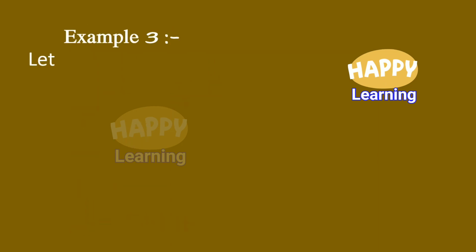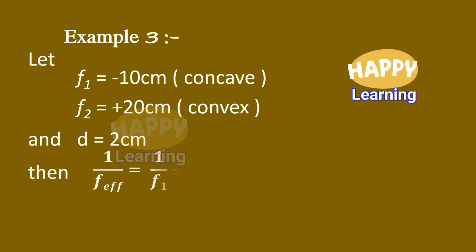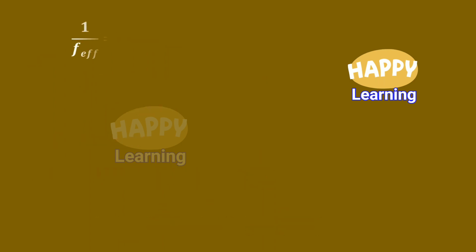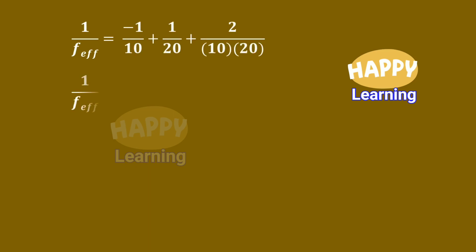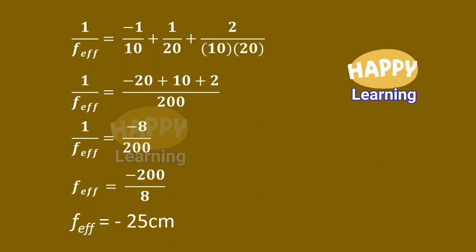Example 3. Let f1 equal minus 10 centimeter, f2 equal plus 20 centimeter and d equal 2 centimeter. Then substituting the values in the formula and after simplification we get f effective equals minus 25 centimeter.